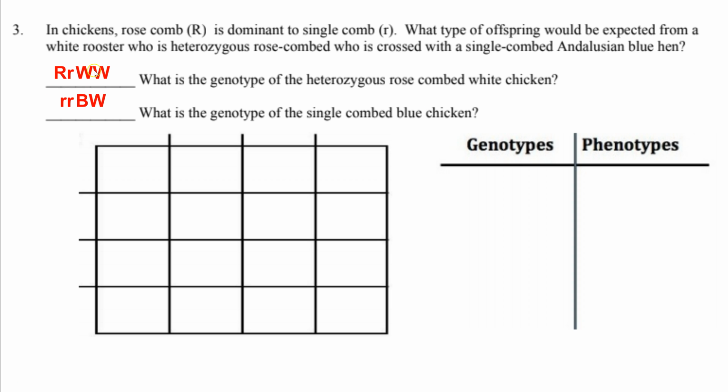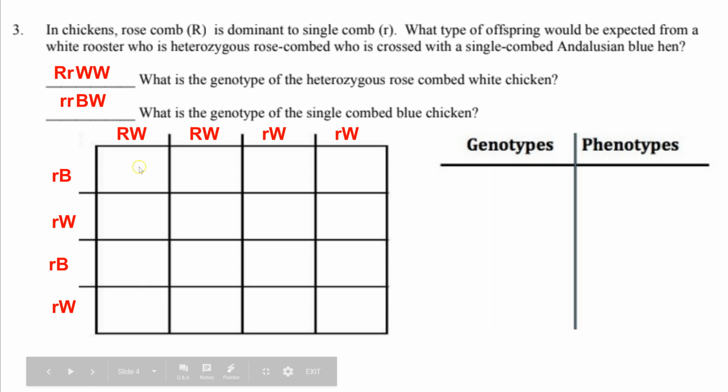Then I'm just going to FOIL these just like I normally would. So I'm going to do first R, first W, outside R, outside W, inside R, inside W, last R, last W. And then I'm going to FOIL this one. First r, first B, outside r, outside W, inside r, inside B, last r, last W.